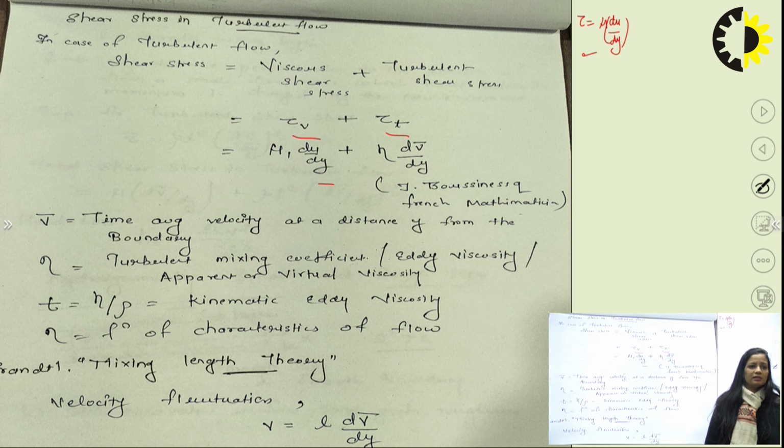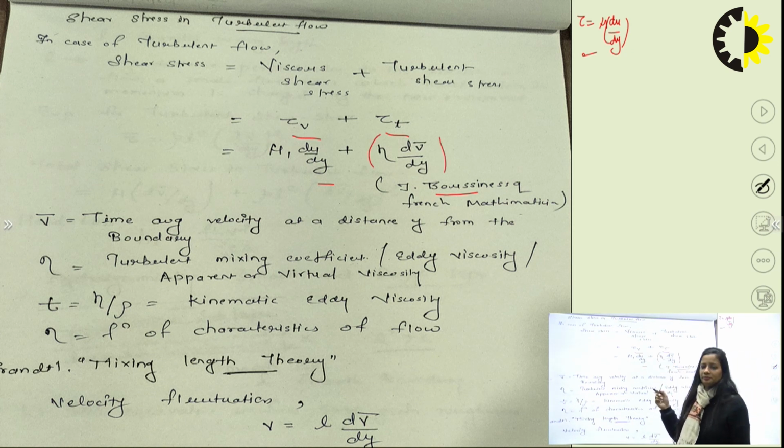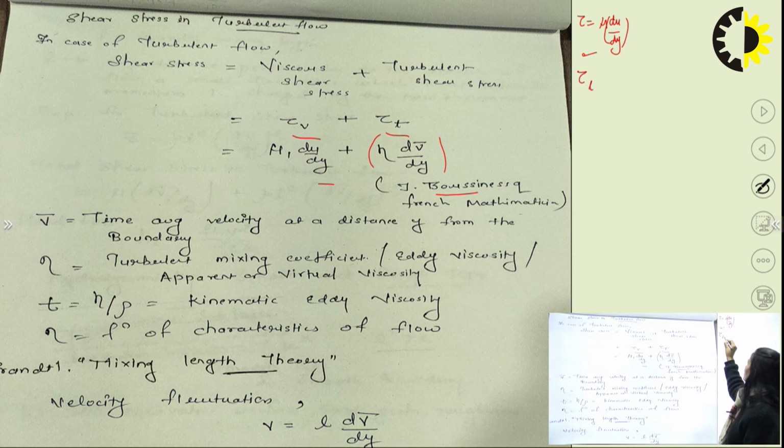And the next term, the turbulent shear stress, is given by the equation of J. Boussinesq, the French mathematician. He formulated this formula by his derivation and experimentation. So this term states that the turbulent shear stress must be equal to eta times dv bar by dy, where v bar is the time average velocity at a distance y, and eta is what?